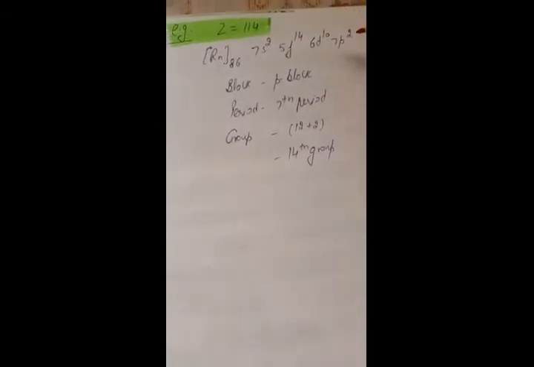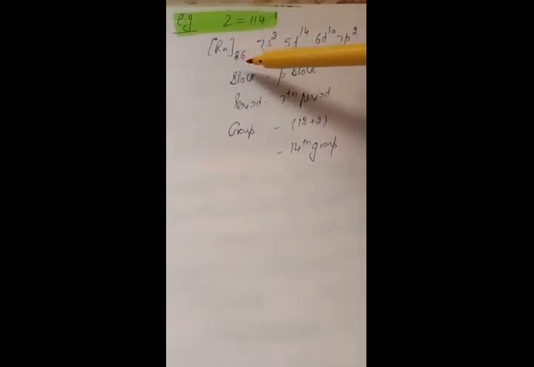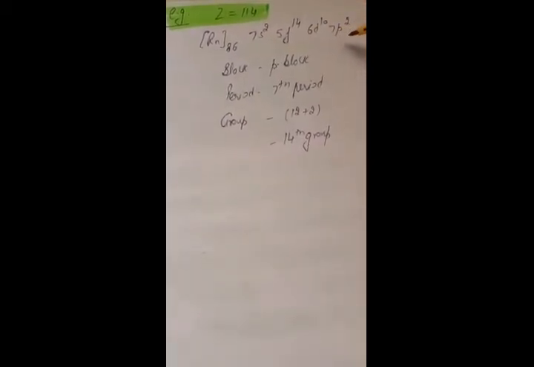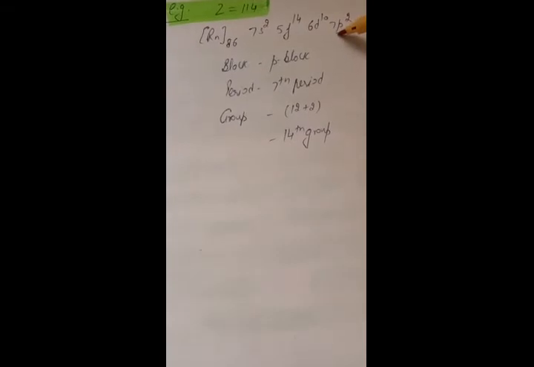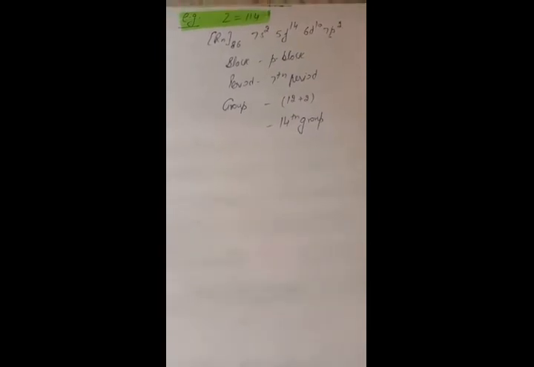Z114. So you can write radon 86, 7s2, 4f14, 5f14, 6d10, 7p2. Now the last electron enters into the p block. It means it's a p block element, and the highest number is 7, so its period is 7th. So we'll write group 12 plus the number of elements in the p block, so it's 12 plus 2, it's a 14th group element. It belongs to the 14th group.